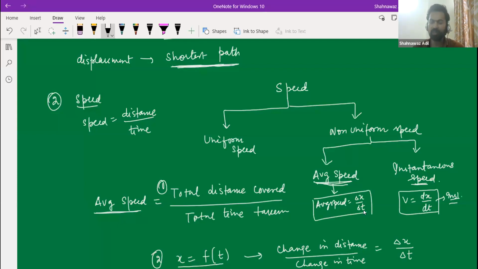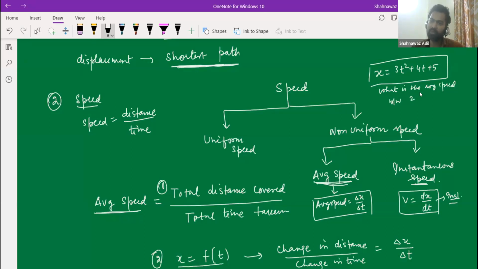So whenever somebody gives you this value, let's say x equal to 3t square plus 4t plus 5, this is in parametric form, right? Whenever you are given the parametric form and they ask what is the average speed between 2 to 3 seconds, you will be given two times, a range in which you have to calculate the average speed.